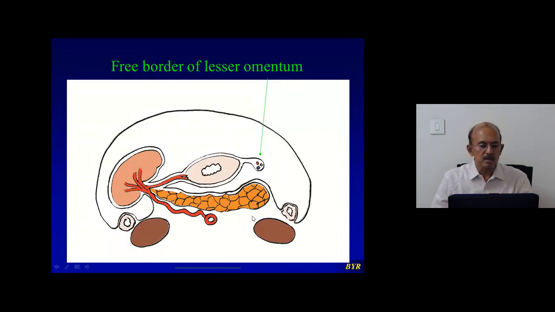Yes, the foramen of Winslow is called the communicating channel between the greater sac of the peritoneum and the lesser sac of the peritoneum. Occasionally, small bowel can pass into this. When small bowel passes into this, there will be an internal herniation.